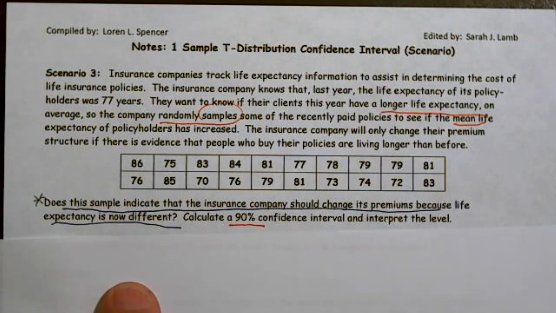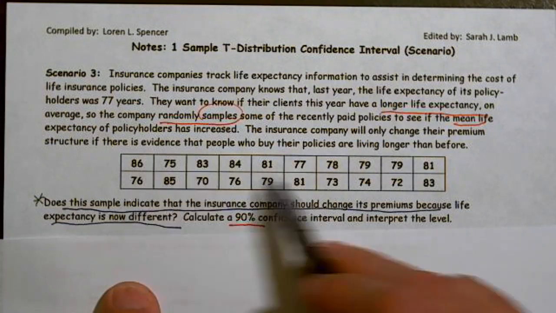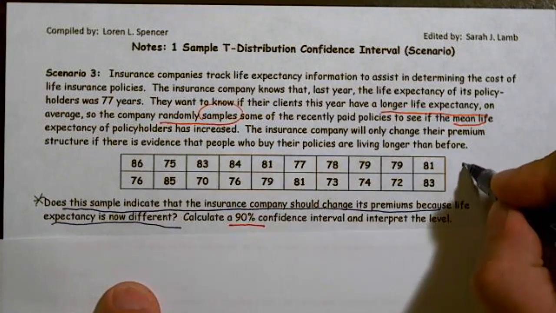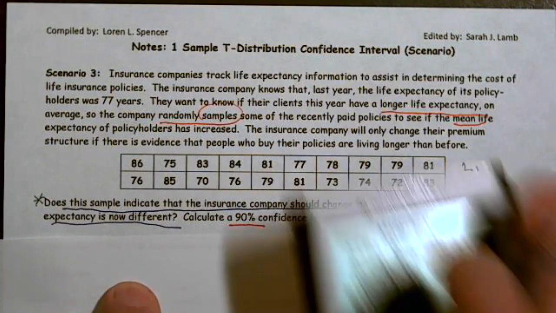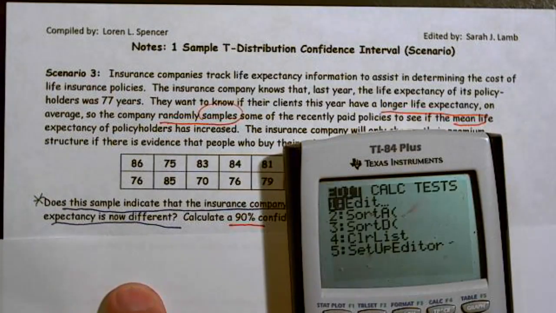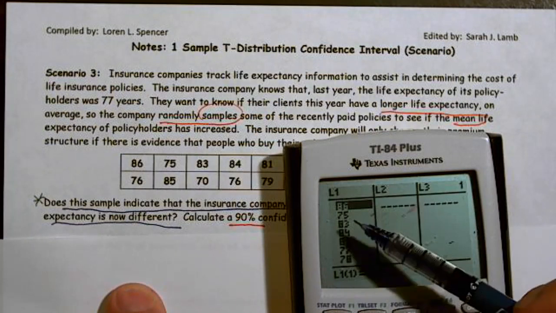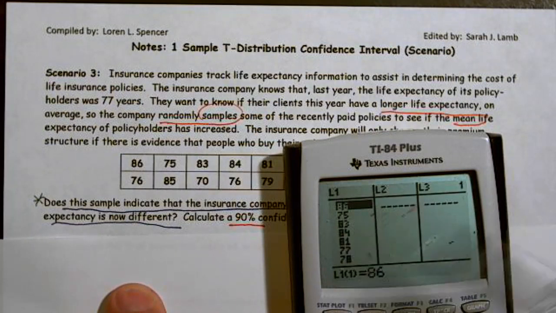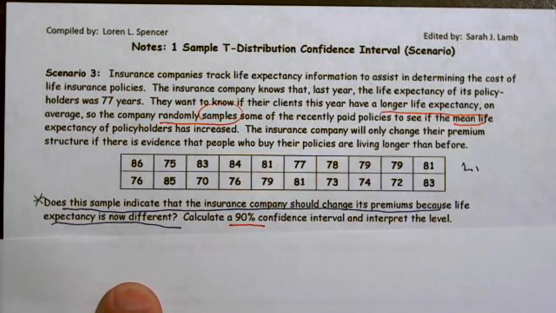Okay, so we're going to need to calculate a 90% confidence interval, and they've given us a string of data. We need to put all this data into stat edit in L1, which I've already done. So if I go to stat edit, I now have all my data listed in L1. Great. But we're doing a confidence interval.